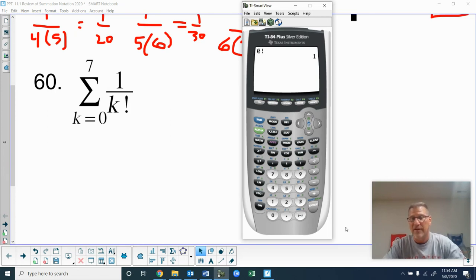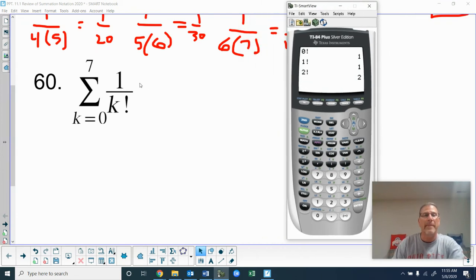0, math, PRB, probability, 4. 0 factorial, 0 with that exclamation point, is a 1, okay? And then I'm just going to hit second enter, move it over and put a 1 in there. And that's also 1. Then I hit second enter again, move it over and put a 2 in there. And that should be 2.